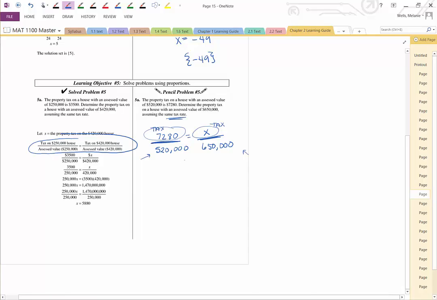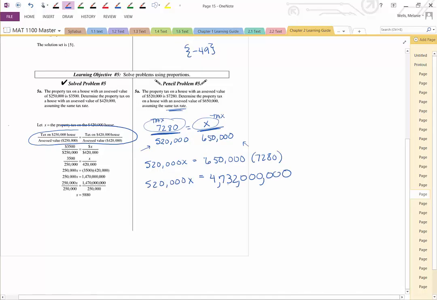So when I have the 520,000 times x, that'll equal 7,280 times 650,000. Looks like I get 4,732,000,000. And I'm going to divide both sides by 520,000. And x will be 9,100, which, remember that when we set x, that was the tax for the assessed value of 650,000. So it'll be 9,100.